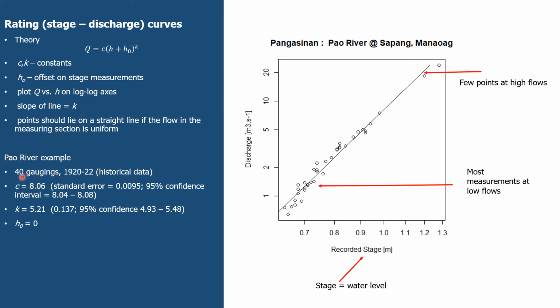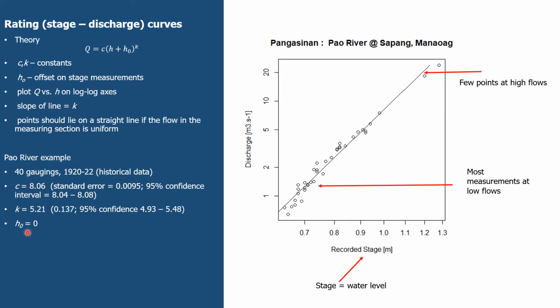In this example, 40 measurements were made between 1920 and 1922, so it's quite old data now. It's 100 years old. The value of C comes out at 8.06 with a very low error, so we're 95% confident it's between 8.04 and 8.08. The gradient K is 5.21. We're not so confident here, 4.93 to 5.48. And that's partly because of these high flow points, which are potentially less reliable. In this case, there was no offset applied.